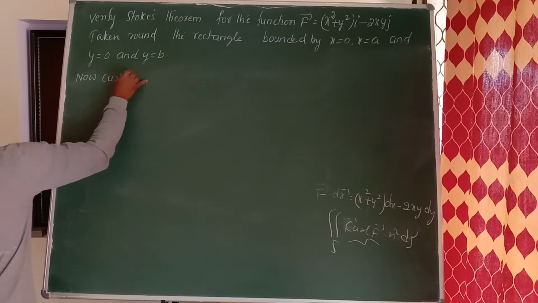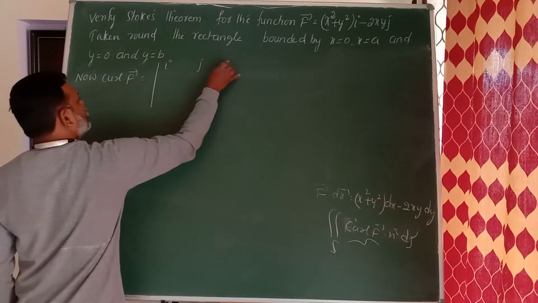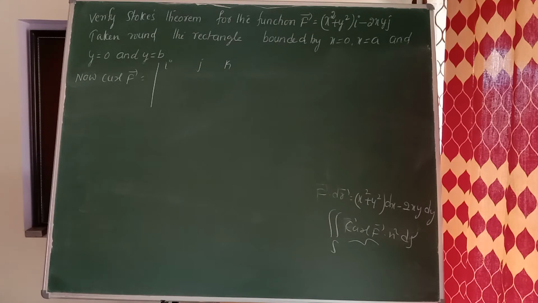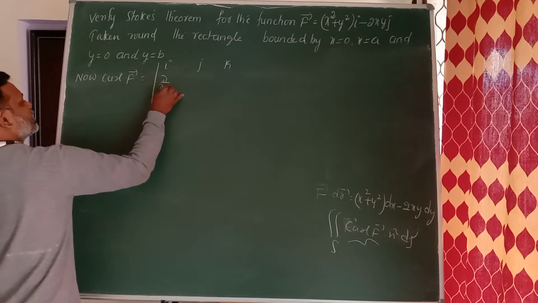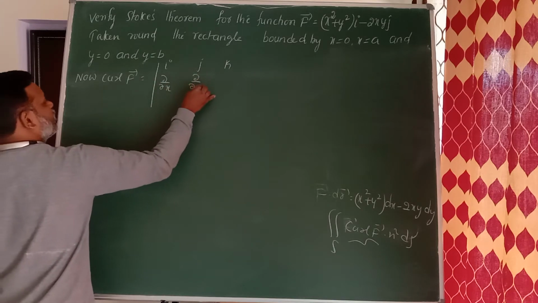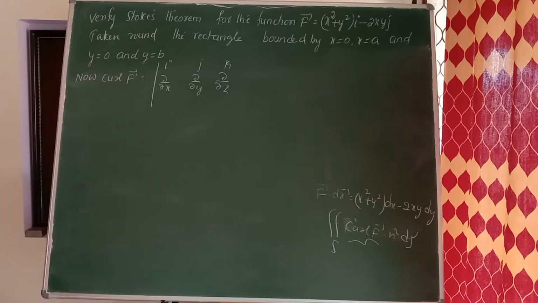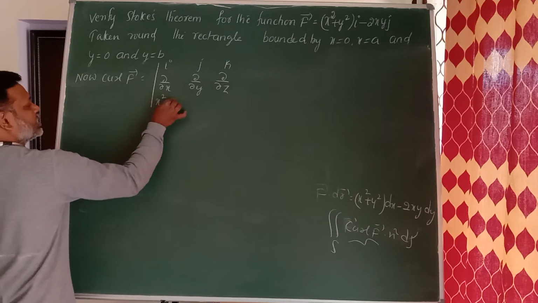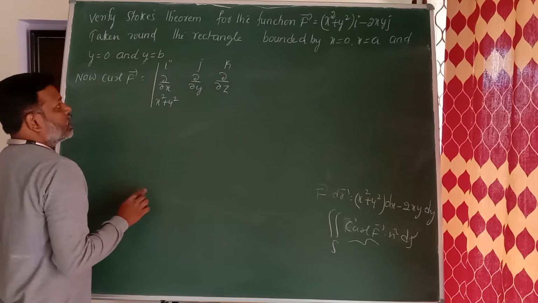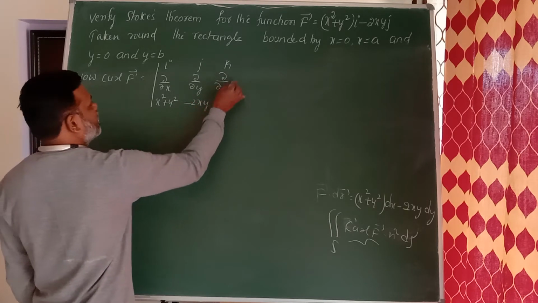Curl f is given by the determinant of i, j, k. As you know, curl f is nothing but del cross f. That is dou by dou x, dou by dou y, and dou by dou z. Now write down the f components here, along i, along j, and along k. Along i, what is the component? x square plus y square. Along j, what is the component? Minus 2xy. Along z, this becomes 0.